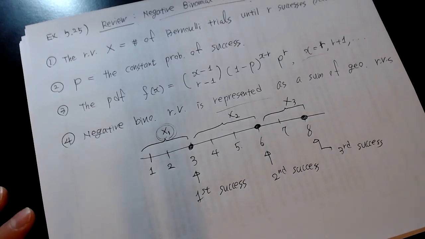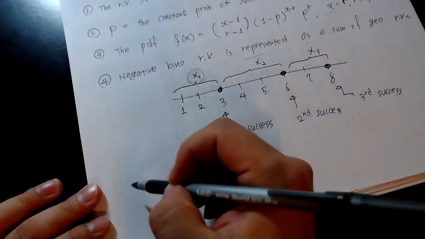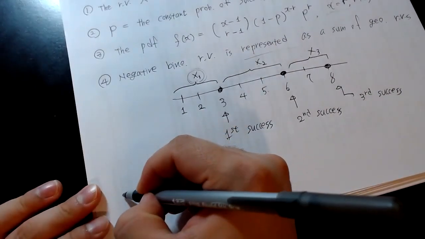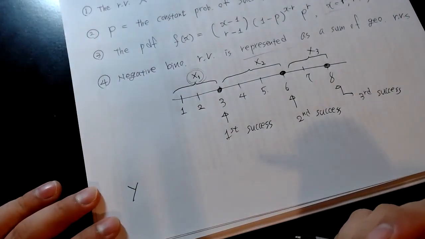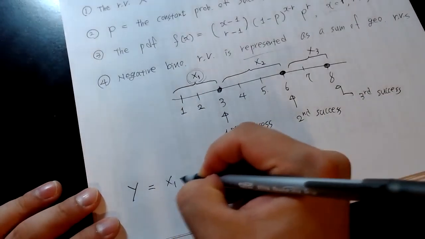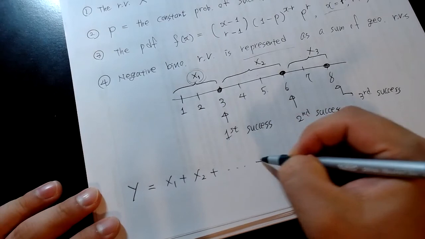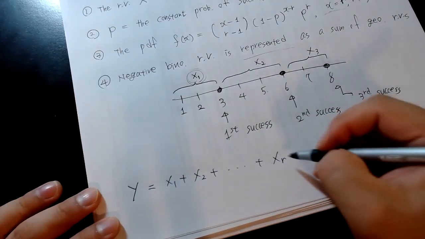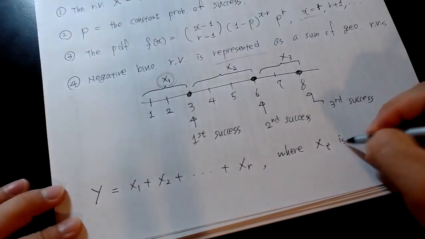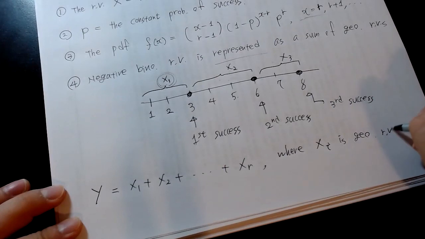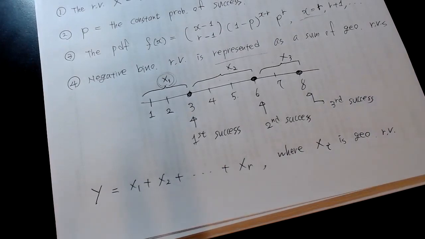So now, let Y be a negative binomial random variable. Then Y can be expressed as X1 plus X2 through Xr, where Xi is a geometric random variable with parameter p, and they are independent.